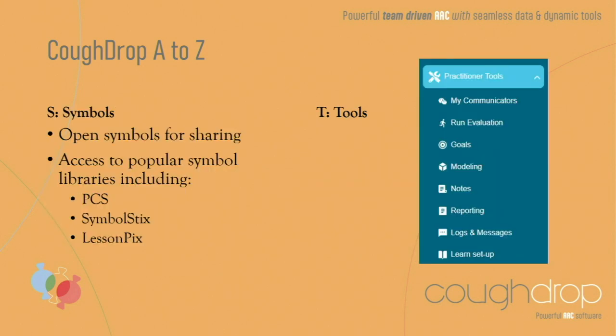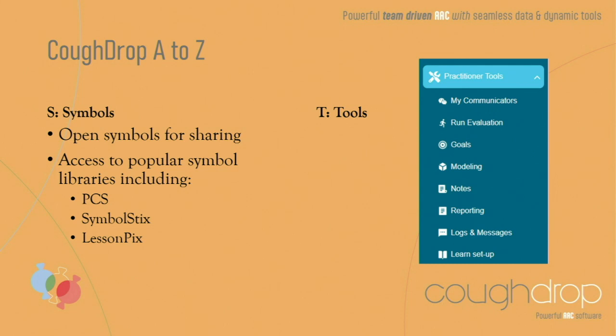Symbols, we have a bunch. So there's open symbol sets. If you're creating something like the playground board, you want to make sure you're using an open symbol set that's accurate and available for everyone. But then we also have access to PCS, Symbolstix, and Lessonpix. So when you go in and get your account, then you can add those as well.